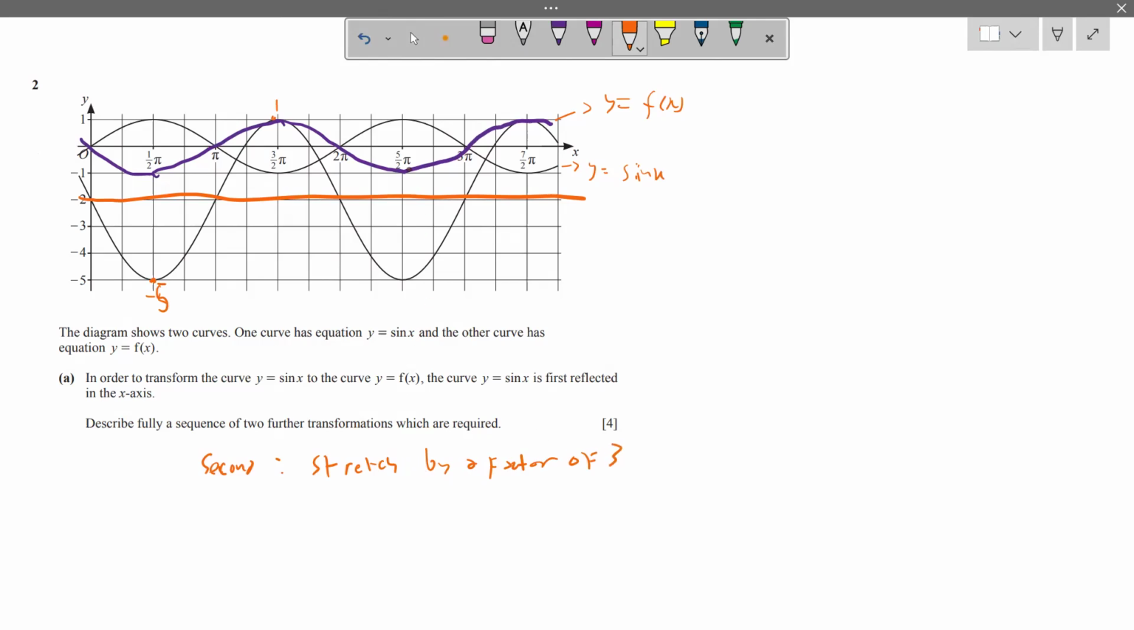Because this purple one only has an amplitude of 1. So if you want an amplitude of 3, we have to first stretch it by a factor of 3 in the y-axis, sorry, the x-axis. Now the third one is to move the curve.